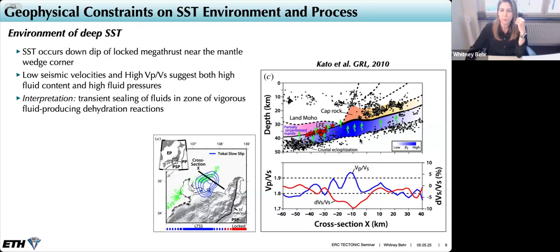And then the fluid pressures are produced due to some form of transient sealing in the subduction interface, or along the subduction interface or contact. These relationships of paired high Vp/Vs and low seismic velocities are observed in many other subduction zones as well, not just here in Japan.